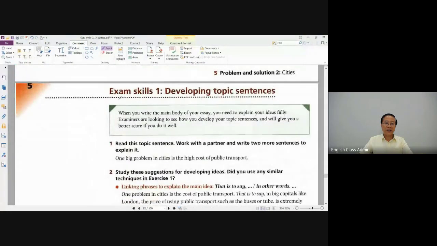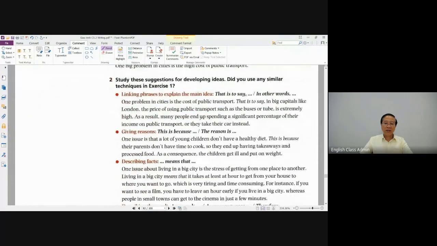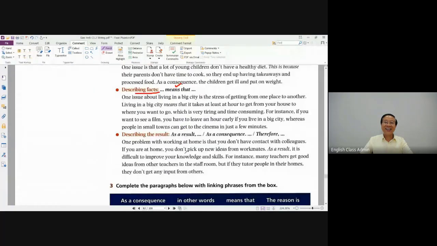And you should also study exam skills. Okay, make sure that in your next practice you use that to say in other words. This because the reason is means us to describe facts. Okay, it's so useful for you in writing essays. And also you learn the transition signals for result, let's say as a result, as a consequence, therefore.